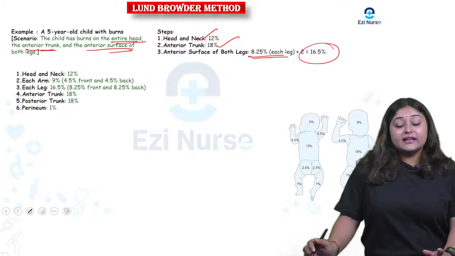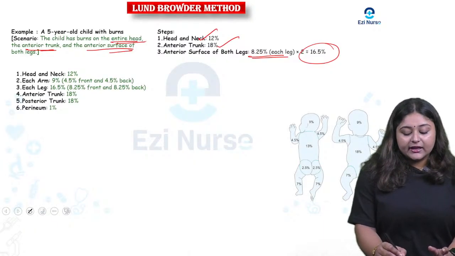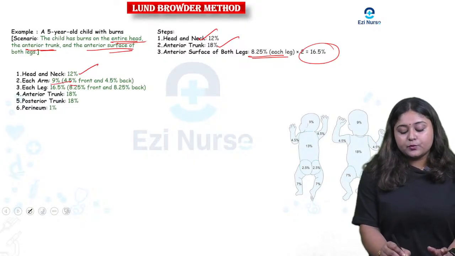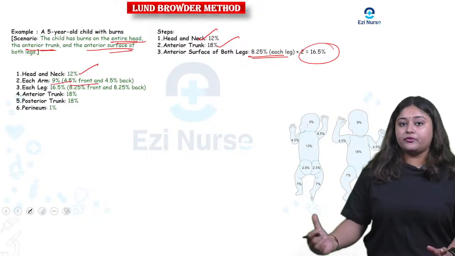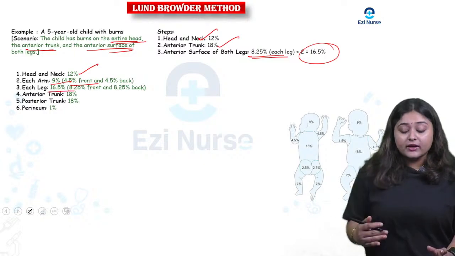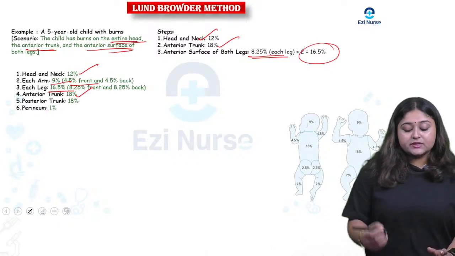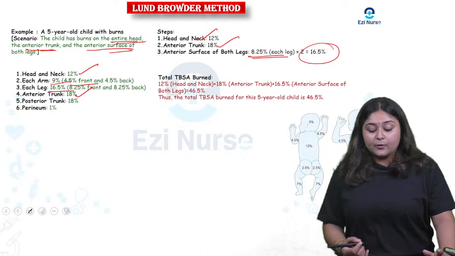So now, head and neck, see the scenario, and based on that we have to put the ratio. Head and neck 12%, each arm 9%, means 4.5% front and 4.5% back. Each leg 16.5%, 8.25% in front area and 8.25% in back area. Anterior trunk 18%, posterior trunk 18%, and perineum 1%.